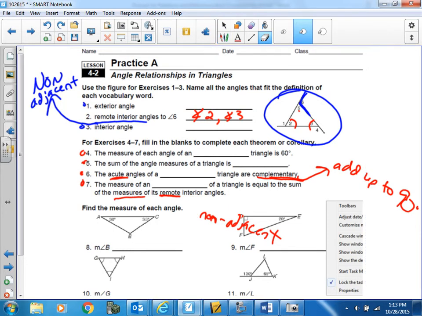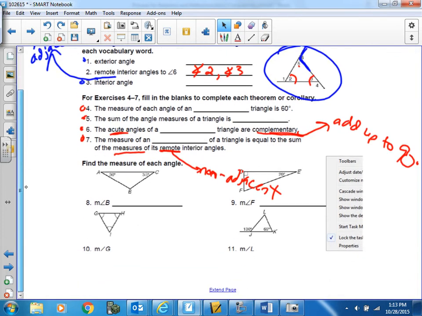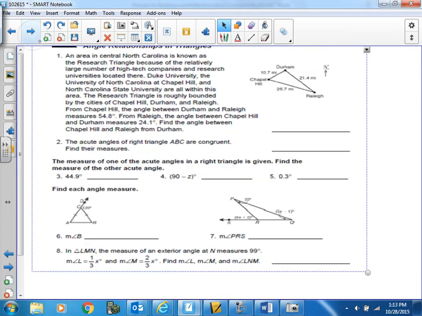Remote is really what goes with non-adjacent. And up here again, remote is what can be replaced with non-adjacent. So non-adjacent interior angles and remote interior angles are the same thing. All right, let's look at these other ones. These should be gimmies. These are not ones that I'm going to go over. These are ones you should be able to do. Number 14 might be a little difficult, but just try it. All right, let's go to the other side.